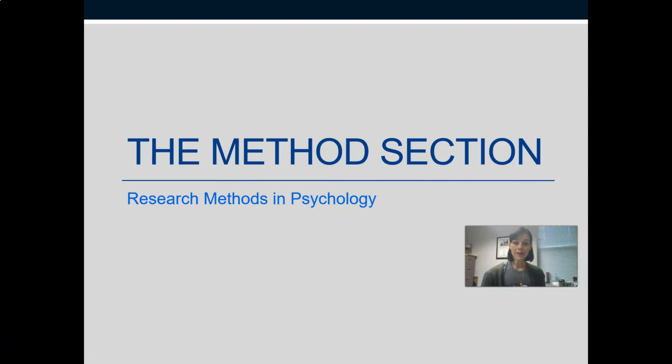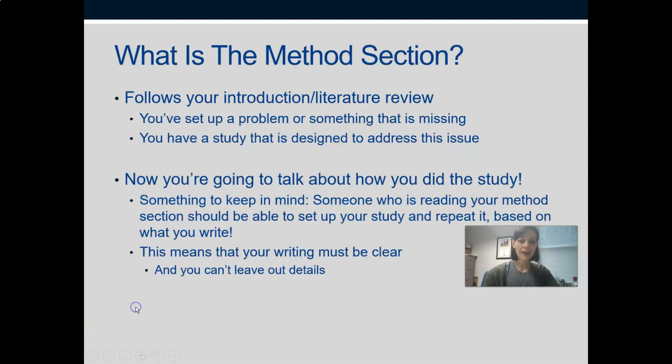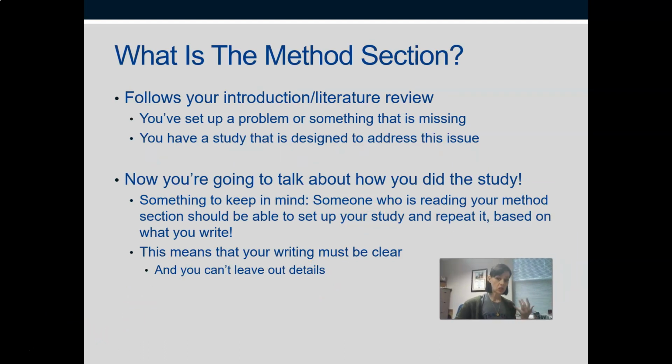So let's talk a little bit about what's involved here. All right. So what is the method section? The method section comes directly after your introduction or your literature review. And remember that I mentioned that generally an introduction should be summarizing the literature on a particular topic. In this case, Craik and Lockhart's Levels of Processing Framework and the research that was done by Craik and Tulving in 1975 to support the Levels of Processing Framework, and then also additional studies that provide us with more information.